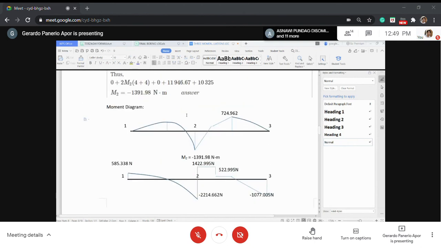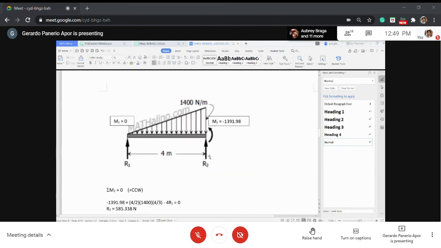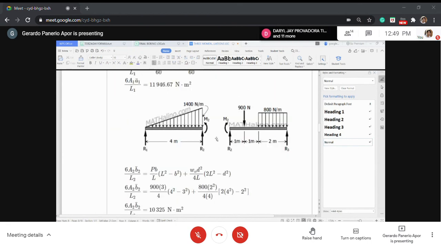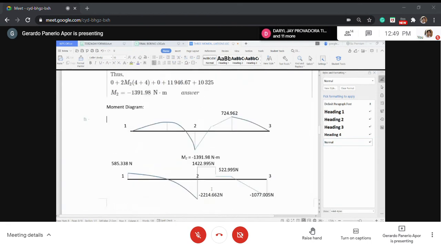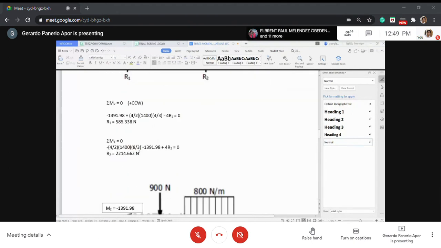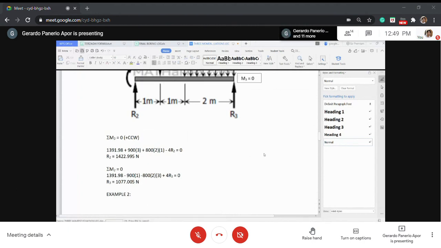So after you solve the moments from the three moment equation, you back analyze for the shear. Back analyzing is taking each of the free body diagrams to solve for the reactions or the shears. So that's what I have done here. I solved the reactions. So basically that is just our lesson for this afternoon.